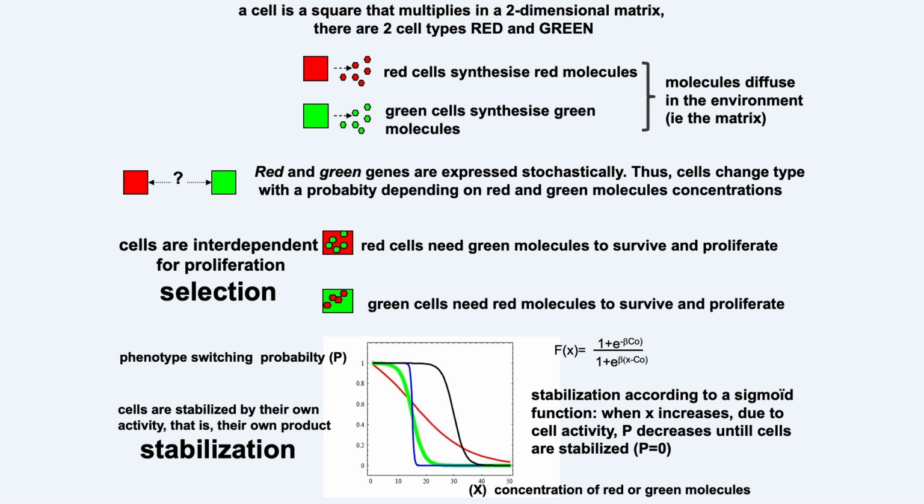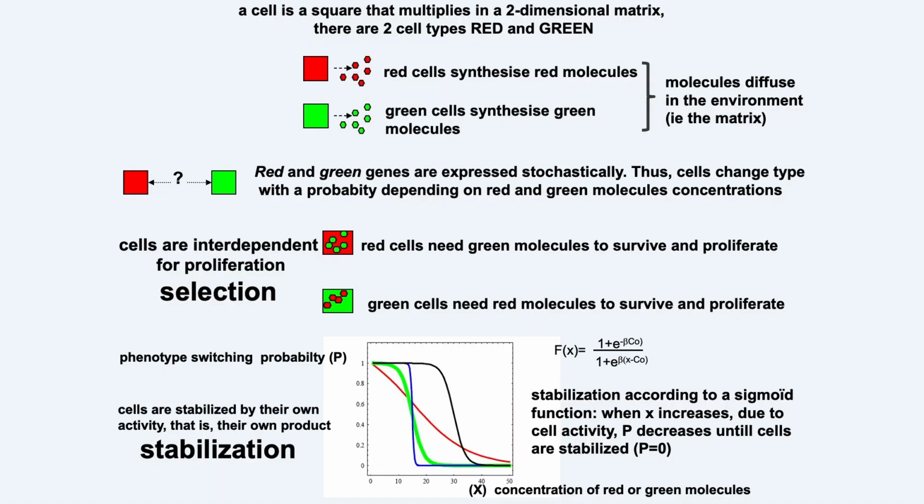First, cells are independent for proliferation. This is a selective part of the model. These molecules act as growth factors, meaning red cells need green molecules to survive and proliferate, and similarly, green cells need red molecules to survive and proliferate. Second, stabilization. This is a stabilization part of the model. Cells are stabilized by their own activity, that is, by their own product.